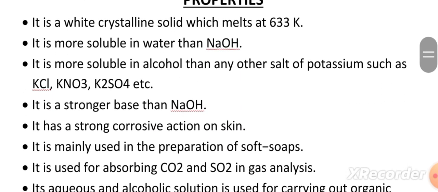Let's talk about the properties of potassium hydroxide. It is a white crystalline solid which melts at 633 Kelvin. It is more soluble in water than sodium hydroxide. It is more soluble in alcohol than any other salt of potassium such as potassium chloride, potassium sulfate, etc. It is a stronger base than sodium hydroxide. The reason behind it is that as we move down the group, the reactivity of alkali metals increases. Potassium lies below sodium, that's why its reactivity is much more than sodium. It has a strong corrosive action on the skin.